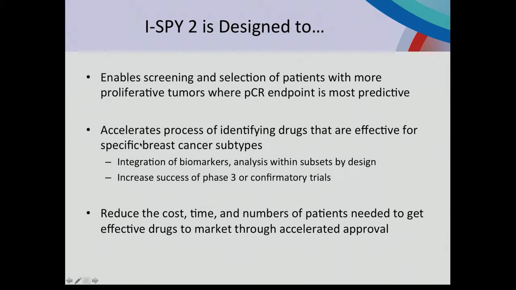This accelerates the process of identifying drugs that are effective in specific breast cancer subtypes, and it dramatically reduces cost, time and number of patients to get these drugs to the market, because the FDA has given this an accelerated approval status. So we are working with 10 different pharma companies who all want to test their drugs in this particular setting. They all run their own trials as well, but this is one of them.